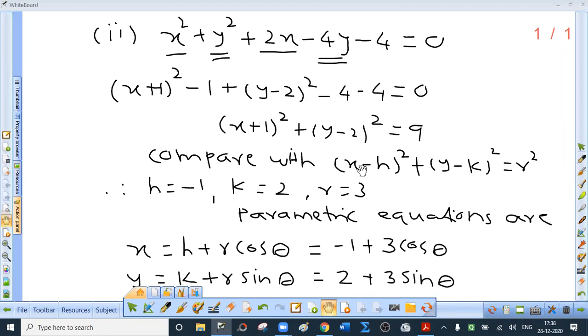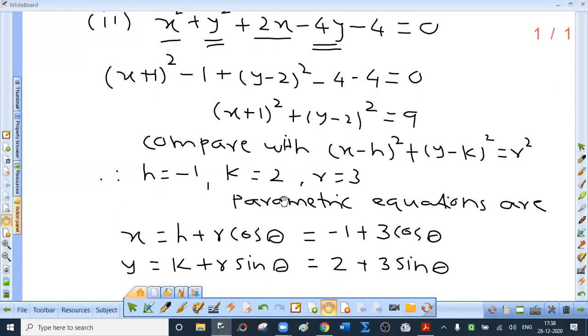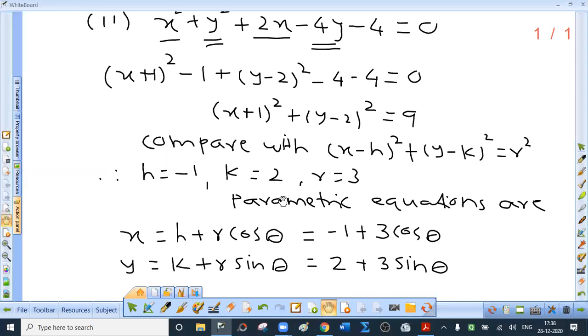Now compare this with x minus h square plus y minus k square equal to r square. That gives me h equal to minus 1, k equal to 2 and radius equal to 3. Now what are the parametric equations? X minus h is r cos theta. So x is h plus r cos theta. That is minus 1 plus 3 cos theta. What about y? K plus r sin theta. That is 2 plus 3 sin theta. Right. Now third is for homework. I will give the answer for that.